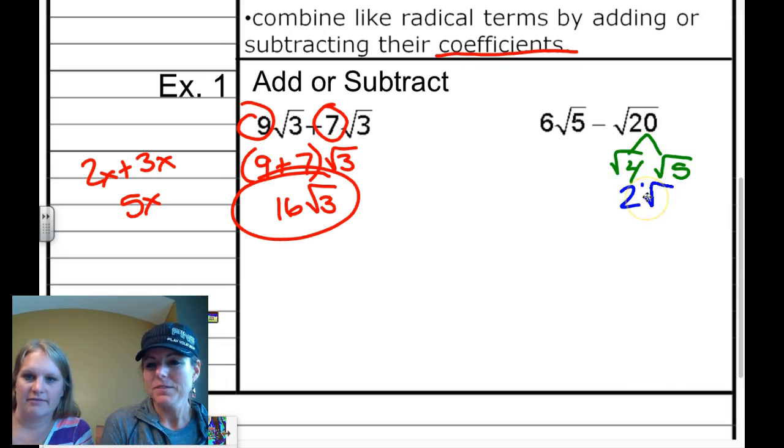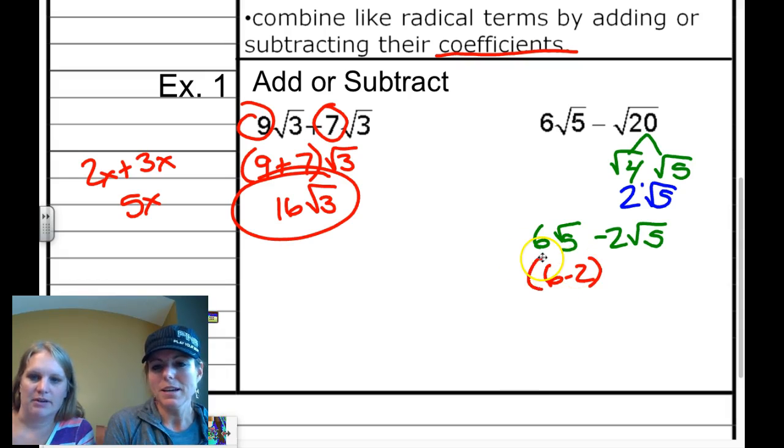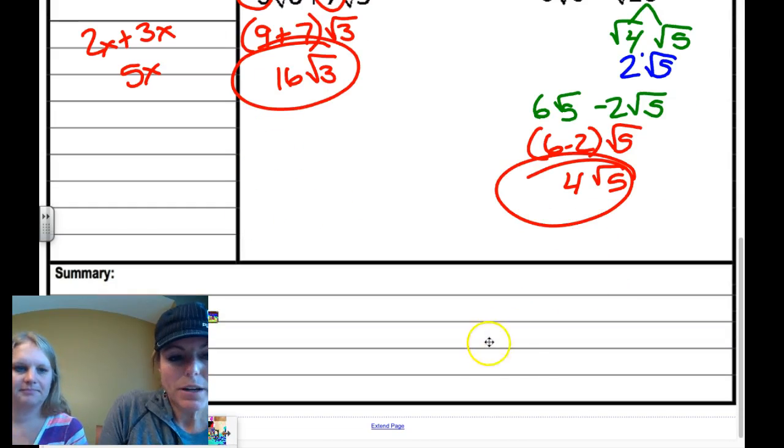So 2 root 5. Bring down the root 5. So now let's bring down the 6 root 5. So we still have 6 root 5 minus 2 root 5. Now it's easy. Let's group the first one and the 2 together. So now we can just do 6 minus 2 in parentheses and bring down a root 5. And we know that 6 minus 2 is 4 root 5. And we finish the problem. Let's go on to the next screen.